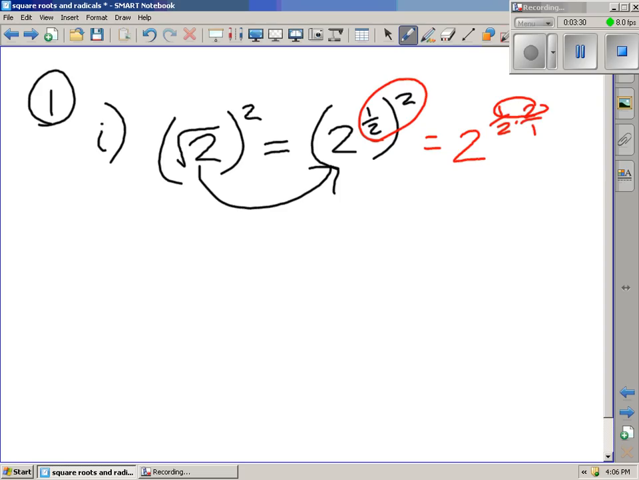2 times 2 is 2. We get 2 to the 2nd over 2. And then that is equal to 1. So we just get that is equal to 2. So that whole quantity is equal to 2. Basically, the idea is that these cancel each other out. So a radical, or a square root, and a power of 2 are inverse operations. So they cancel each other out. We've talked about that before.